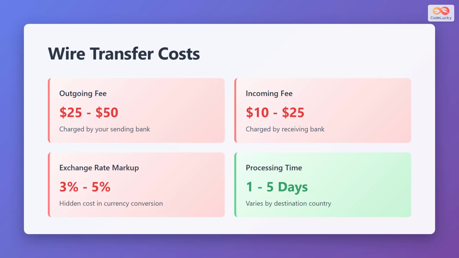The processing time for wire transfers varies from 1 to 5 business days, depending on the destination country and the banks involved. International transfers generally take longer than domestic ones due to additional verification and routing steps.